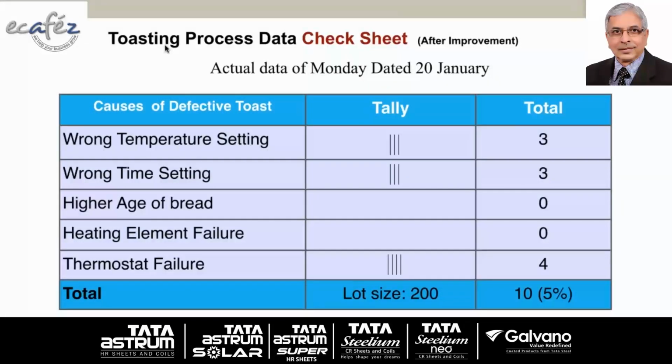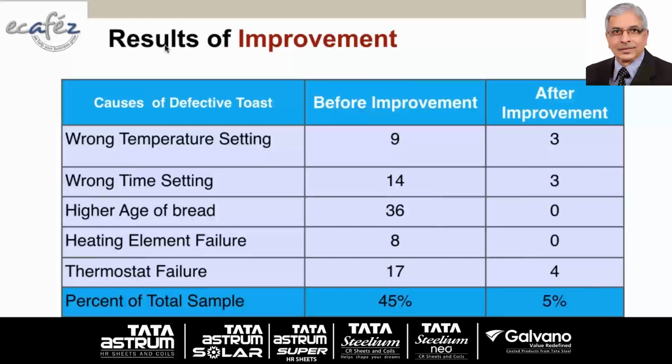200 samples were checked, and they found that out of that, only 10 defectives were there: defectives due to wrong temperature setting 3, wrong time setting 3, higher age of bread 0, heating element failure 0, and thermostat failure 4. So out of 200, they got 10 defects, which means 5%.